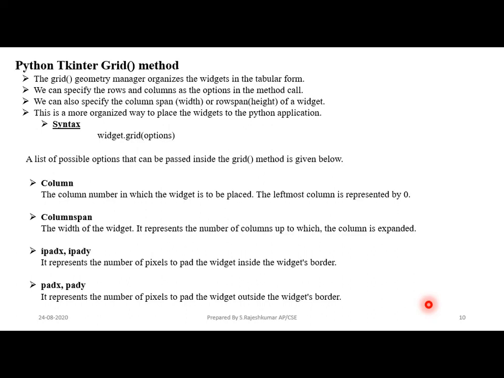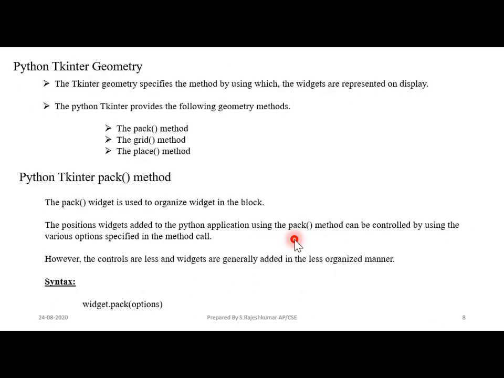In our previous class we have seen that three geometry methods are available in Python Tkinter. One is the pack method, the second is the grid method, and the third one is the place method. I hope that you may remember that.